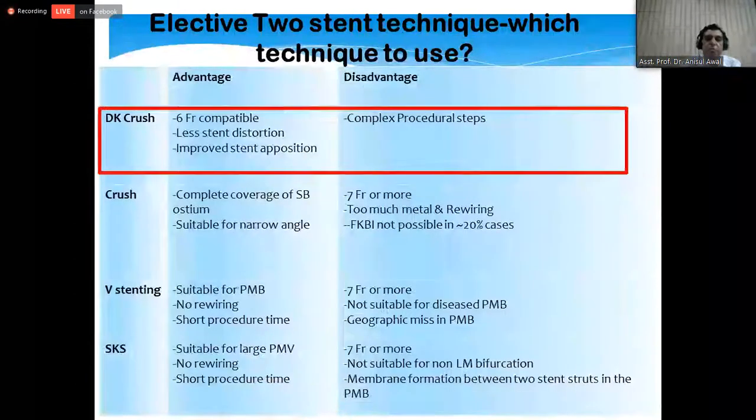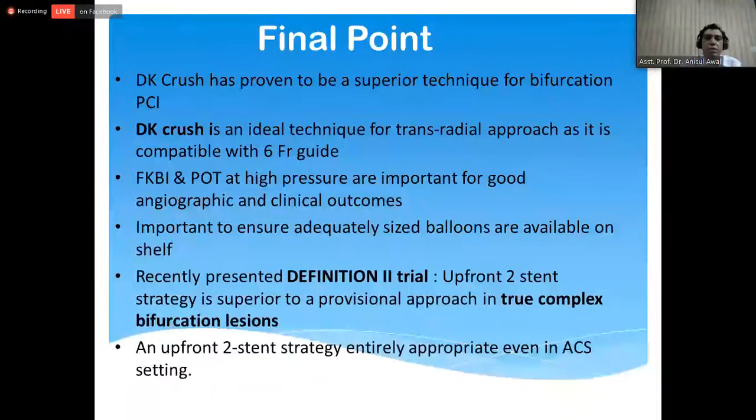And the DK crush is the preferred nowadays. There are advantages and disadvantages of different techniques of the double stent. So DK crush is an ideal technique, and it can be compatible with 6 French and transradial also. In definition trial, upfront 2 stent is superior.